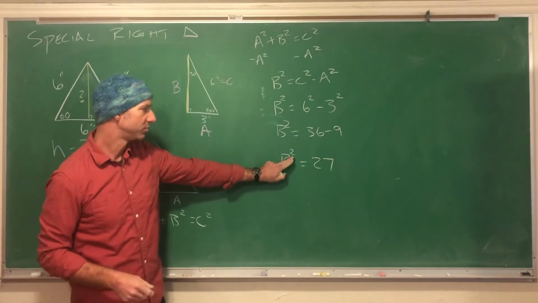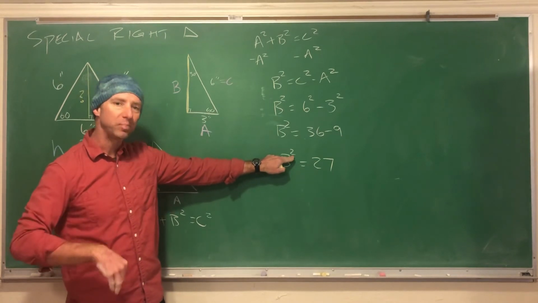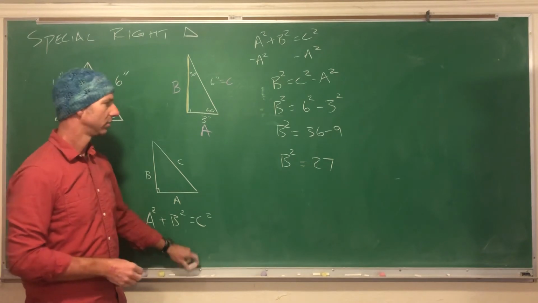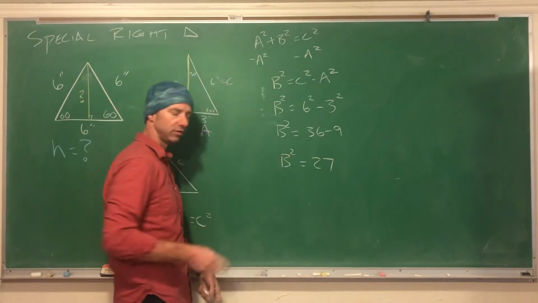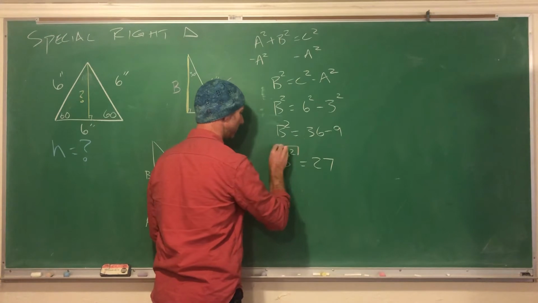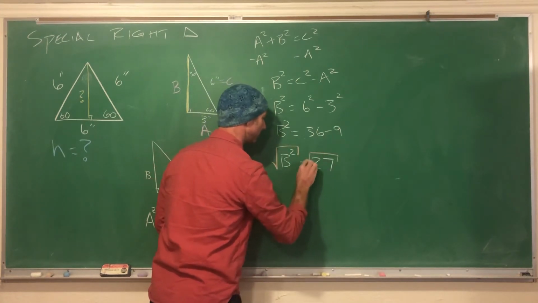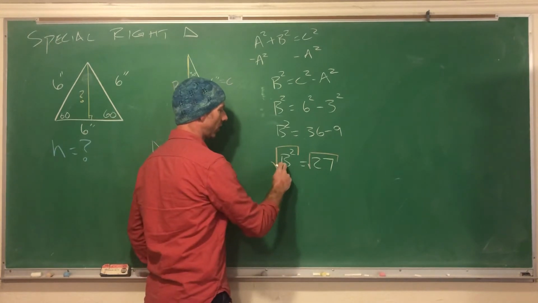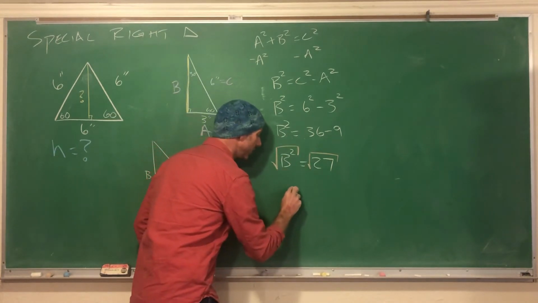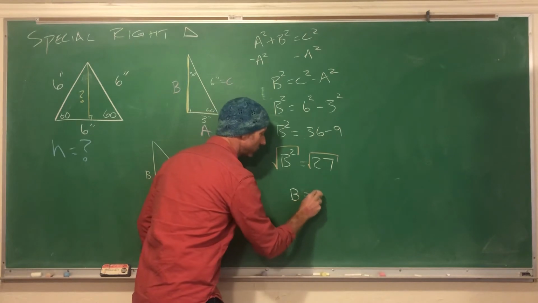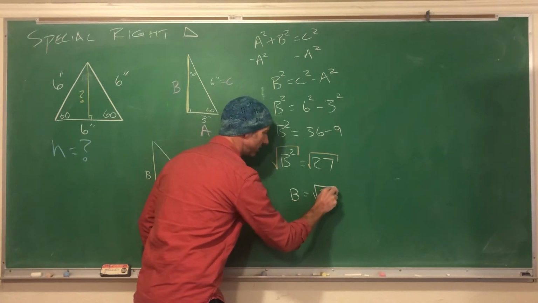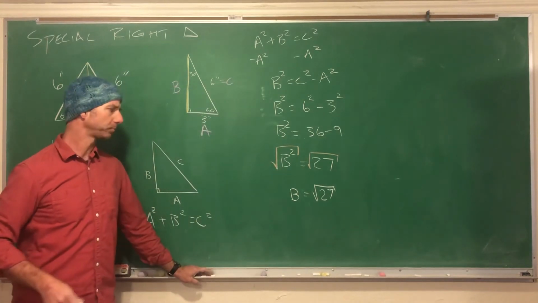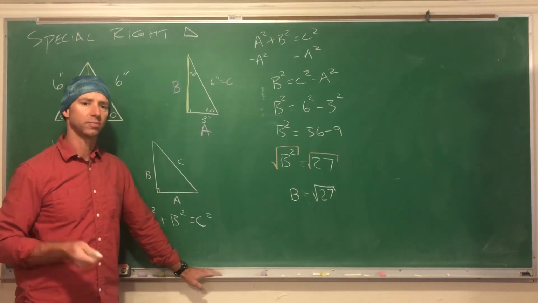Okay, this is B squared. I want B. To get rid of the square right here, I need to do the inverse. So we're going to take the square root of both sides, like that. Okay. The square root of b squared is going to be b, equals the square root of 27. Okay, do not reach for your calculator. We will be doing square roots by hand.